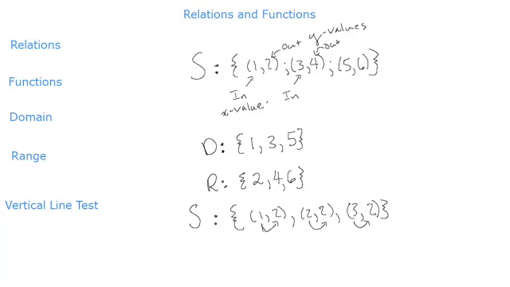Okay? So even if all 3 of these inputs go to the same output, that's okay. Because every time I hit 1, I will only get out 2. Does that make sense? I hope so. So in this case, the domain would be what? 1, 2, 3. What would the range be? Just 2.